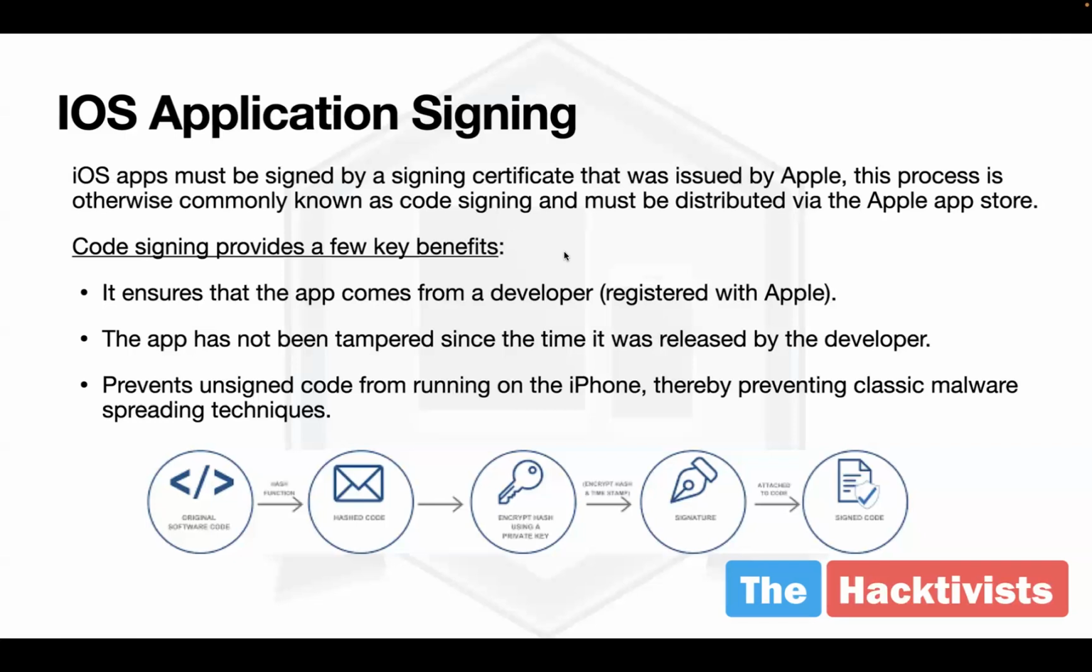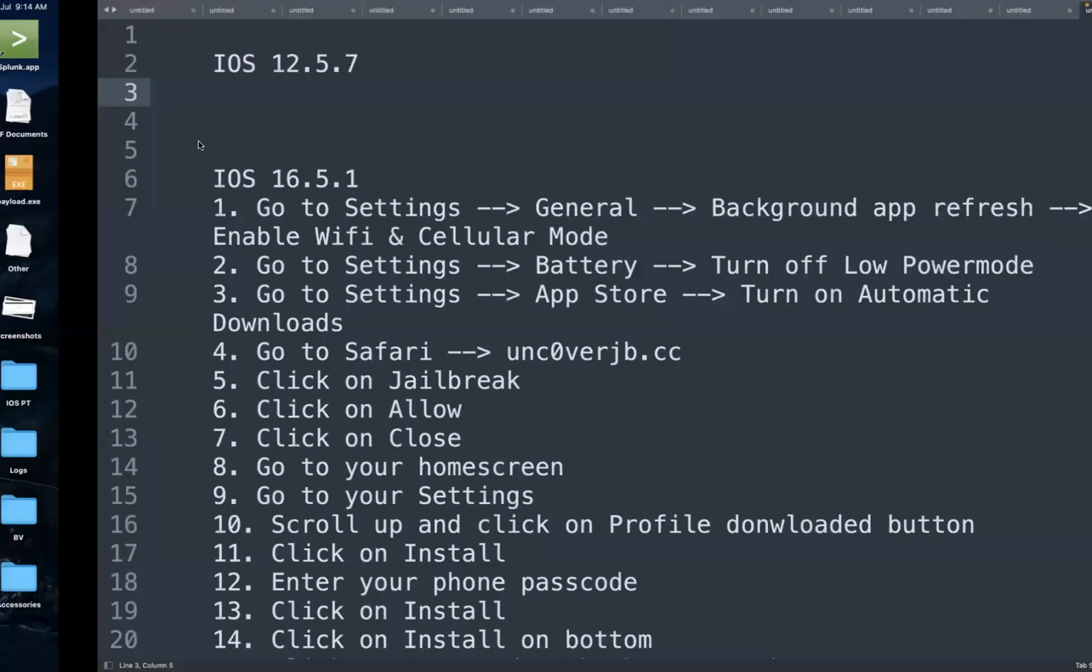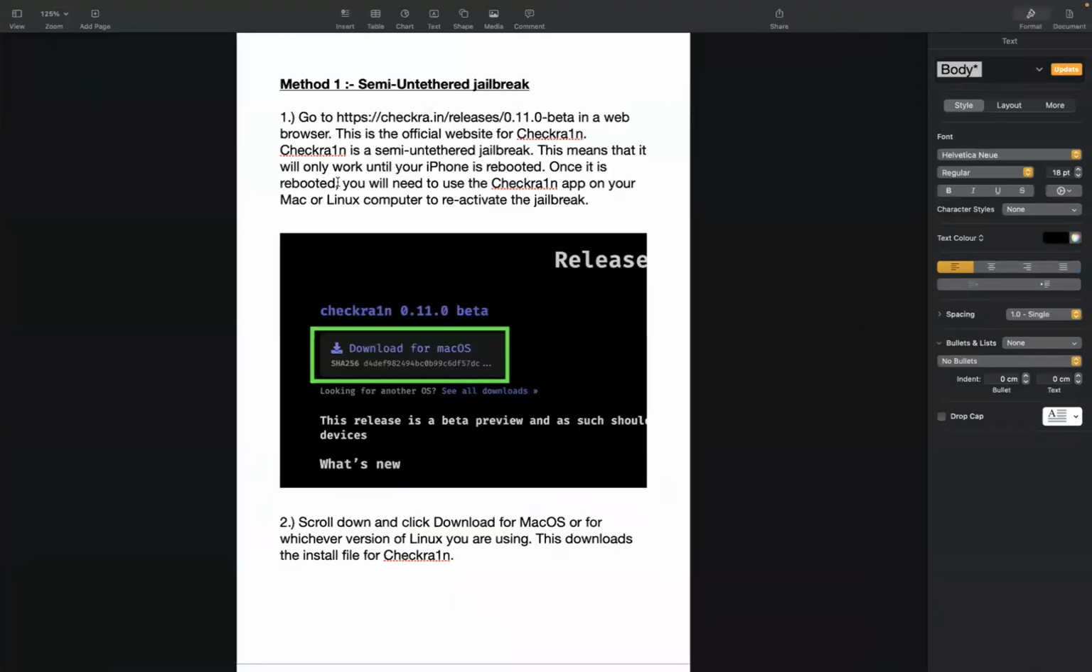The same signing process you will see in Android applications as well, and the process for us to sign is very similar. So overall we have understood all of these things, and then I showed how we can do the jailbreaking. I showed it on my device.